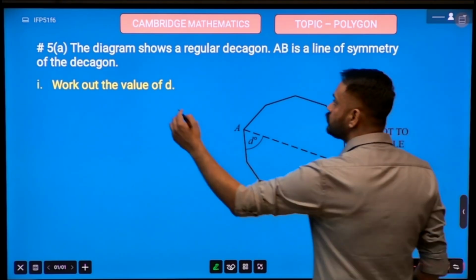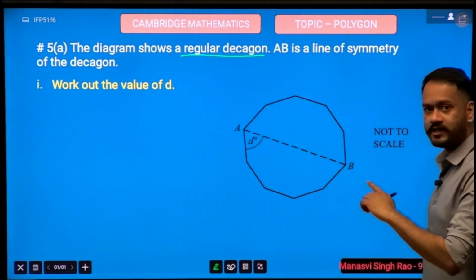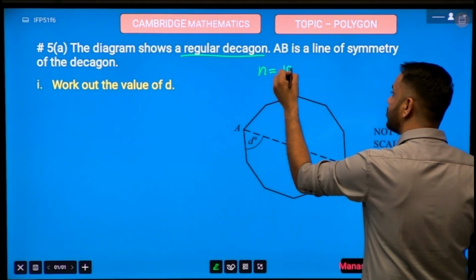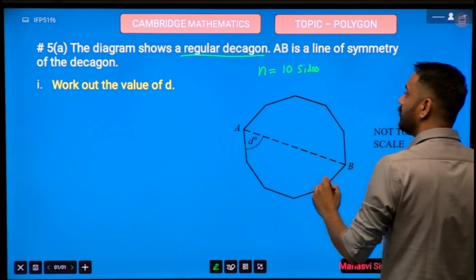So the diagram shows a regular decagon. So you can see the decagon. Decagon is any shape with 10 sides. So here n is 10 sides, right? Now what is n? I'll tell you.